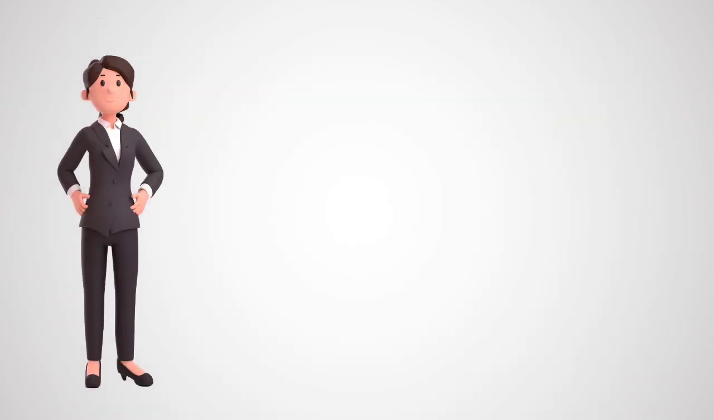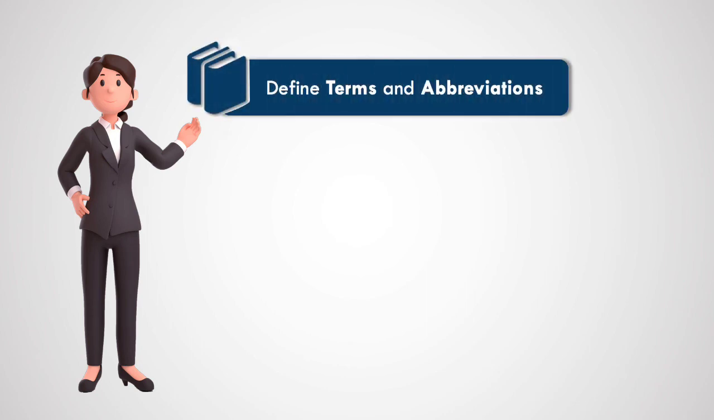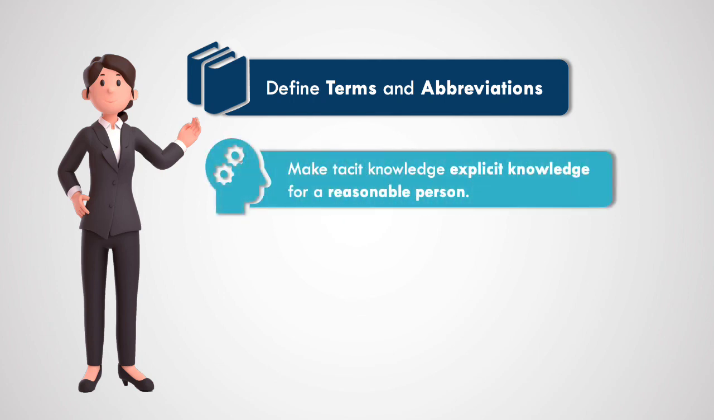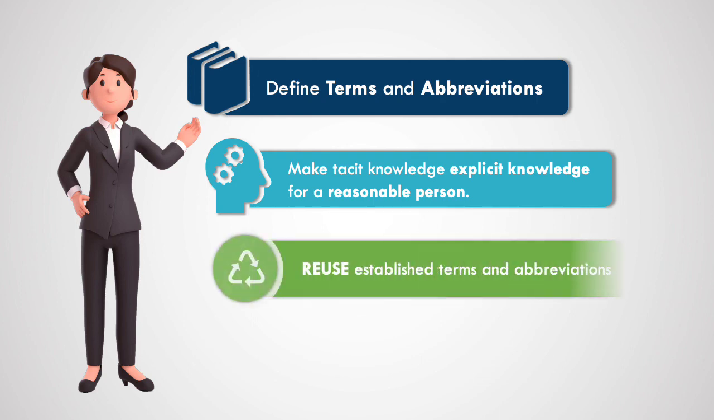A quick recap. Every good document that contains requirements must have a list of defined terms and abbreviations. By making tacit knowledge explicit, we make it possible for a reasonable person to deliver what we need and expect without them having to make assumptions or fire off a series of clarifications. Defining the right terms requires judgment and effort, but that's no excuse for avoiding it. Remember, nearly every term and abbreviation has probably already been defined, so reuse is your friend.